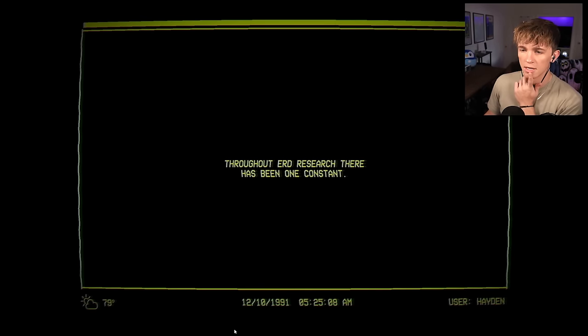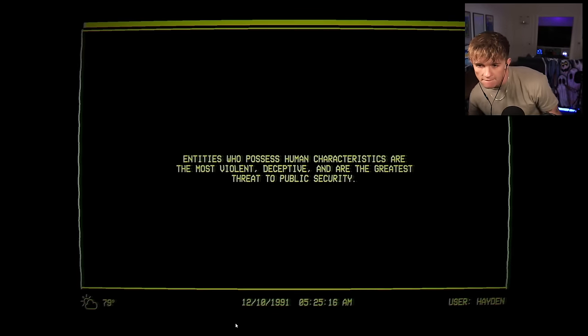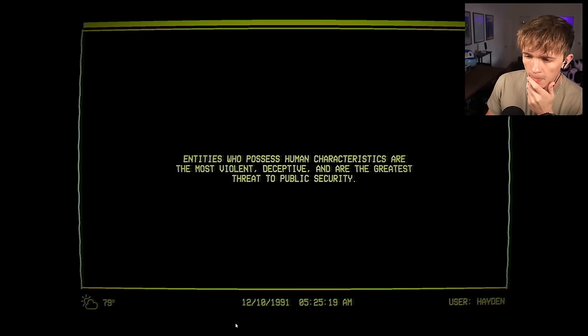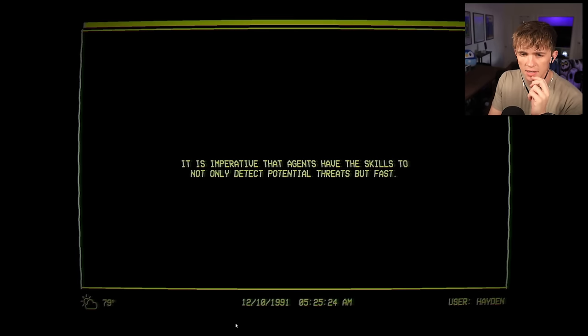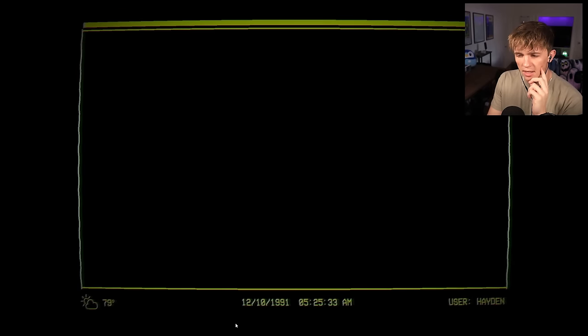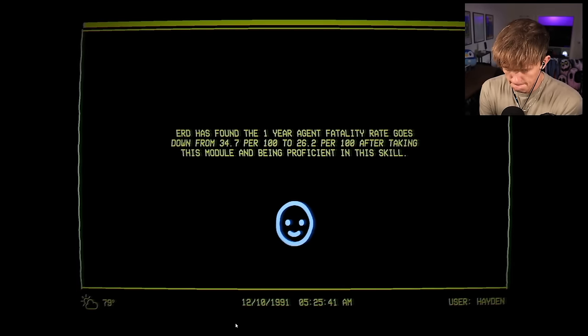Throughout ERD research, there has been one constant. What's that? Entities who possess human characteristics are the most violent, deceptive, and are the greatest threat to public security. Human, yeah, right? It is imperative that agents have the skills to not only detect potential threats but fast. ERD has found the one-year agent fatality rate goes down from 34.7 per 100 to 26.2 per 100 after taking this module and being proficient in this skill. Do we know what they're talking about here?